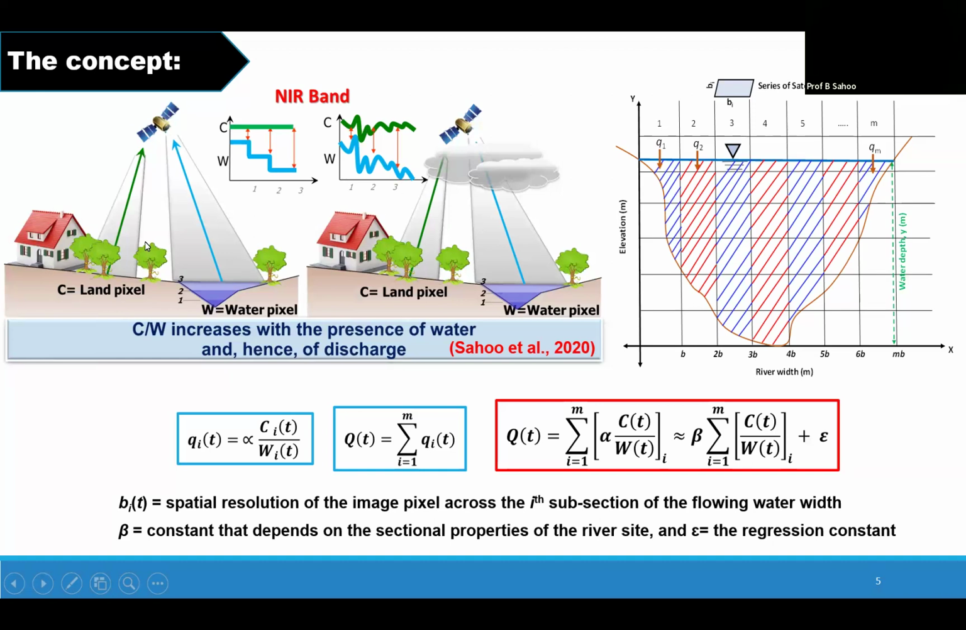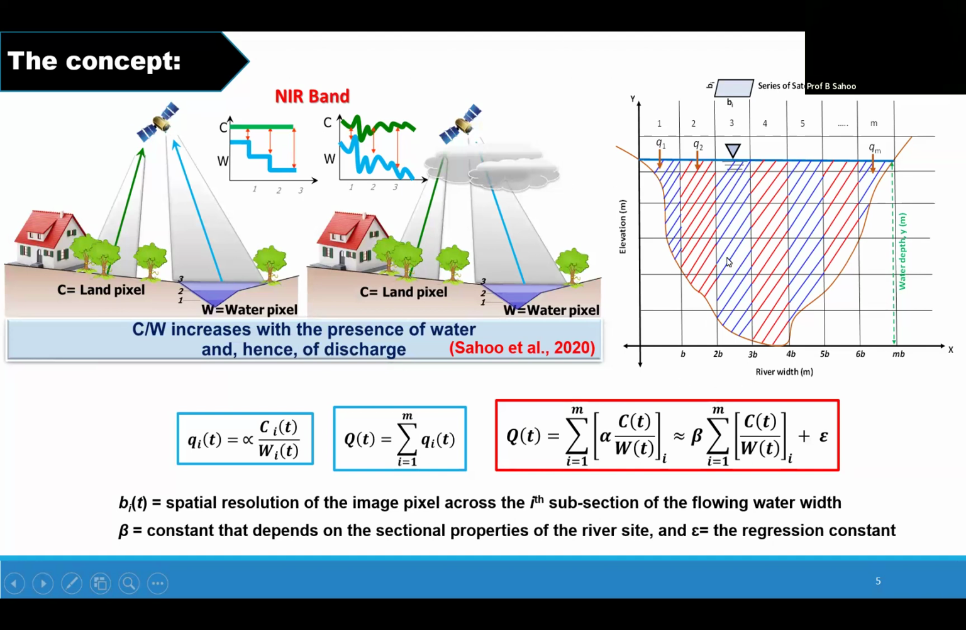But if there is a cloud, because what I'm talking about here is mostly dealing with the visual range of the electromagnetic spectrum, that we call optical remote sensing. So here, in case of discharge, we use the NIR band, near infrared band. When there is cloud contamination, you can see the C by W pixels behave abruptly. So in that case, you cannot use the C by W pixel. That's why this technique is not useful if there is cloud cover.